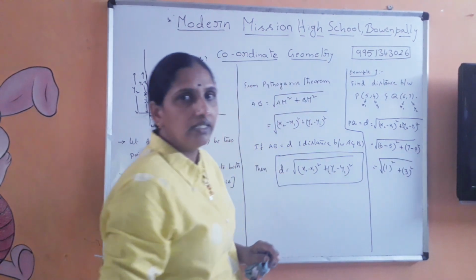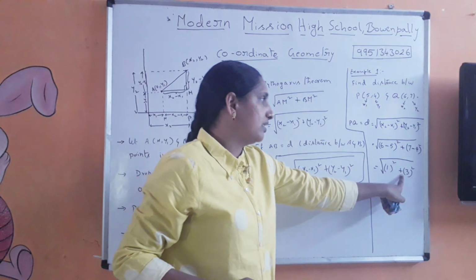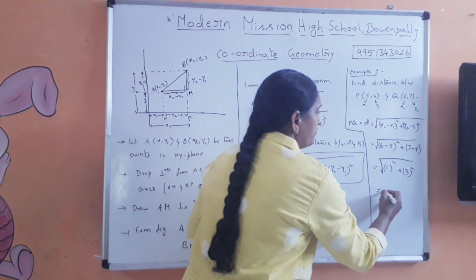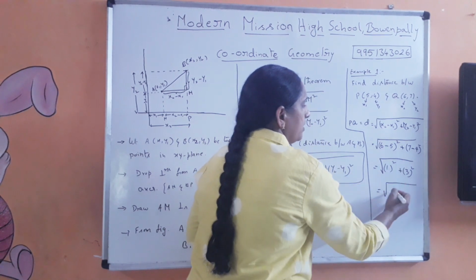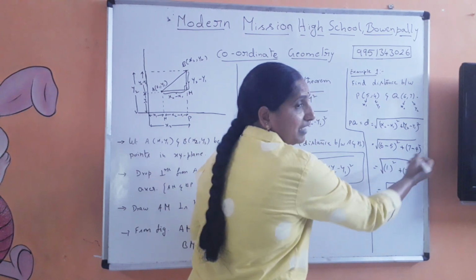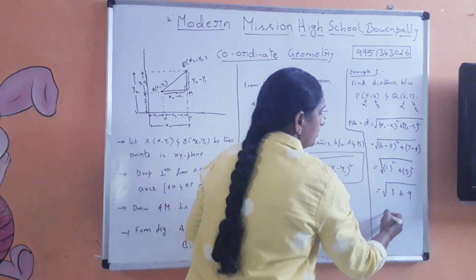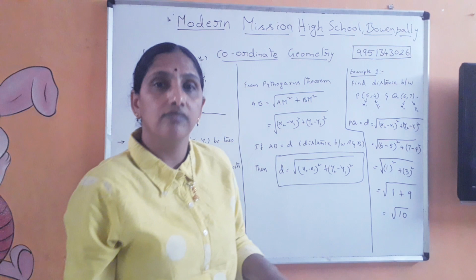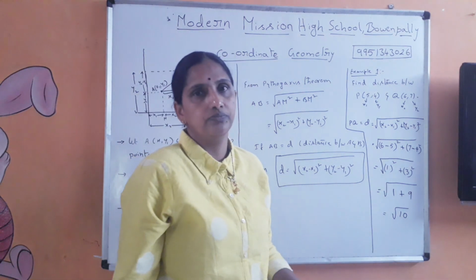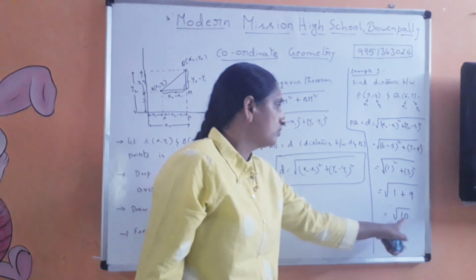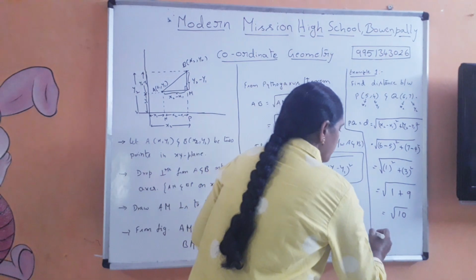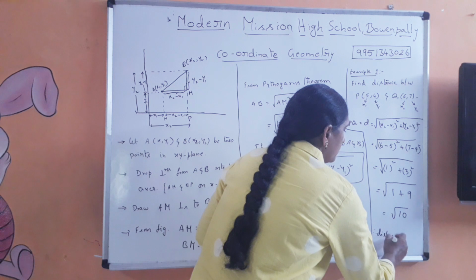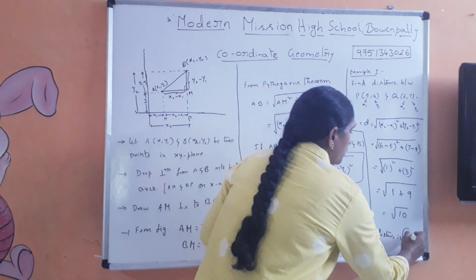I repeat here again, you can't split the root because addition is the operator. So now you have to simplify within the root. 1 square is 1 plus 3 square is 9. So 1 plus 9 is equal to 10 under the root. So the square root of 10. So D is equal to... Therefore, how do you conclude? Therefore, the distance is equal to square root of 10 units.